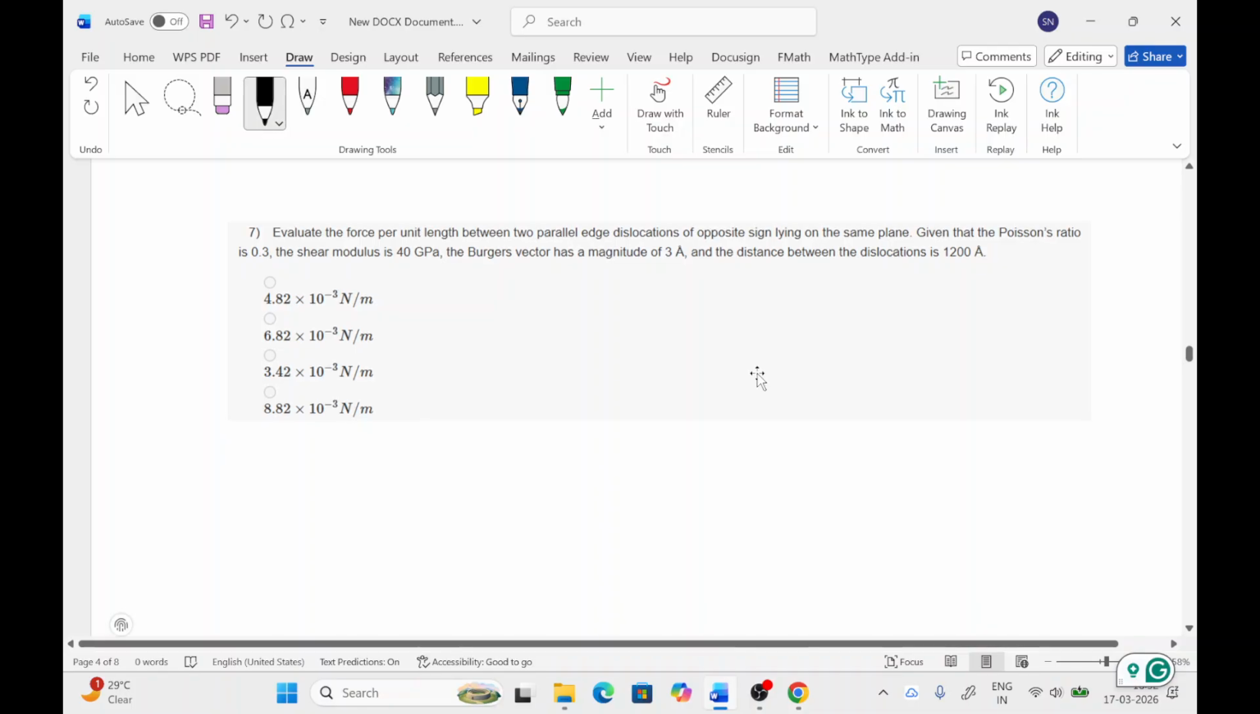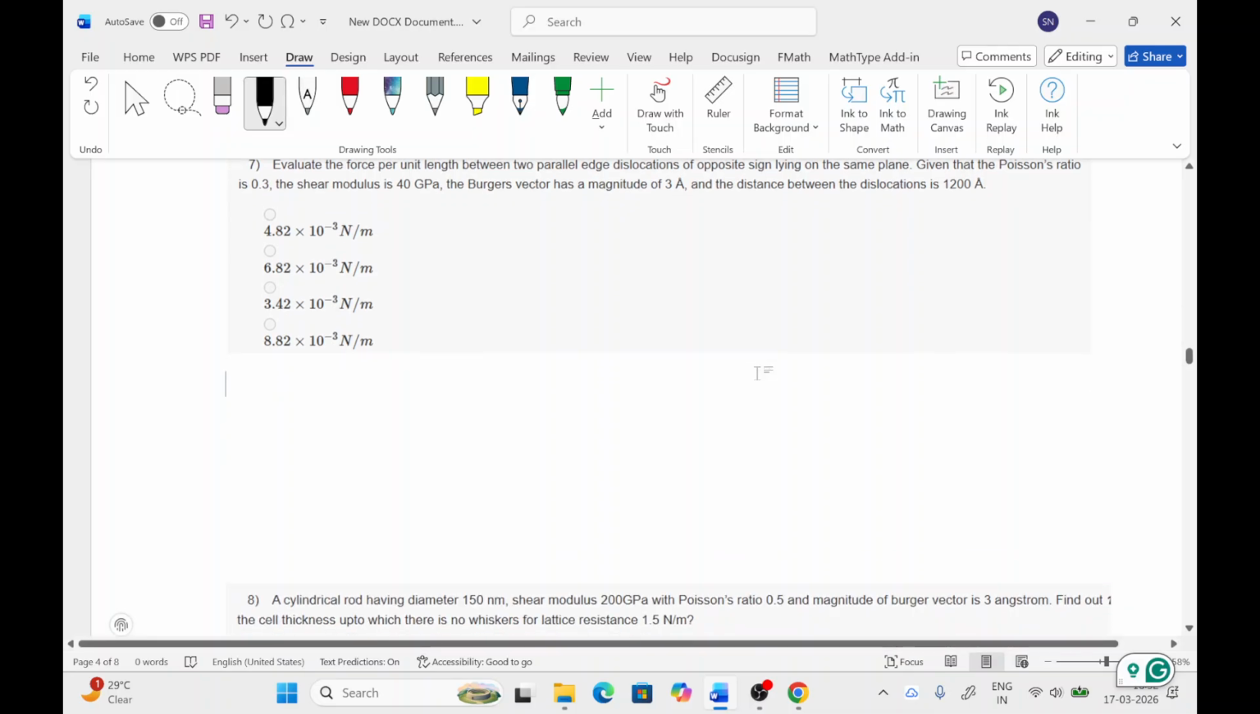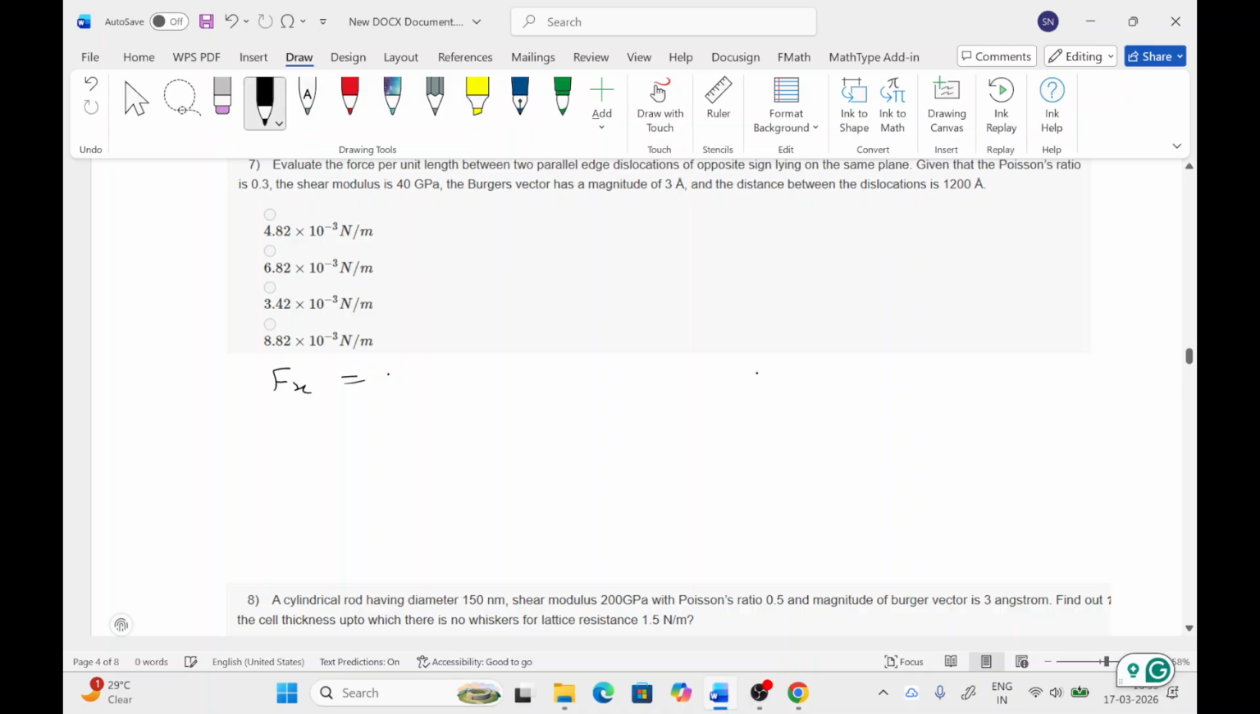In the seventh question, we have been asked to evaluate the force per unit length between two parallel edge dislocations of opposite sign lying on the same plane. Given that Poisson's ratio is 0.3, shear modulus 40 GPa, Burgers vector is 3 angstrom, and distance between dislocations is 1200 angstrom. So for edge dislocation, the force per unit length Fx will be G B square by 2 pi (1 minus nu) into 1 by x.